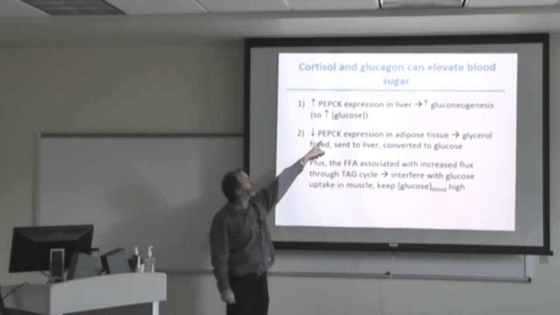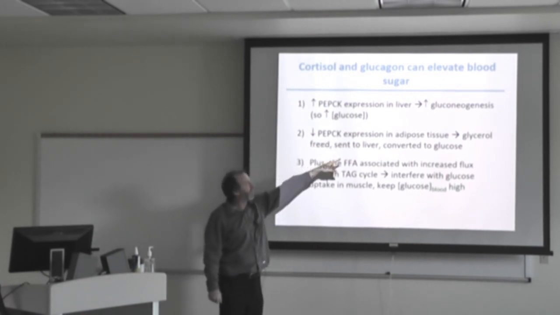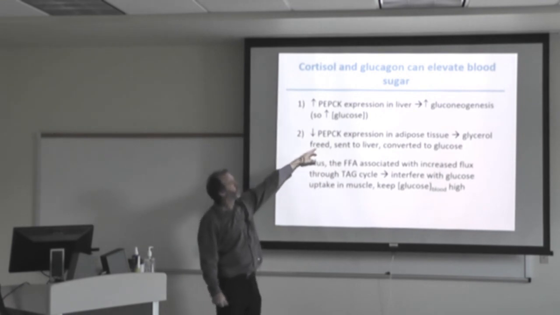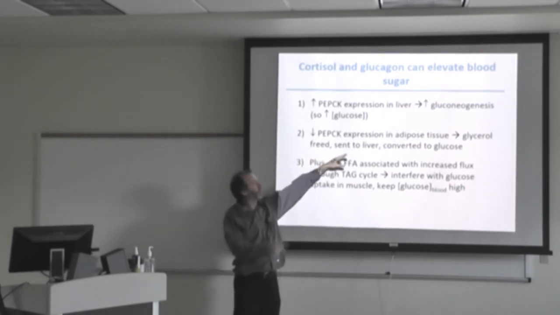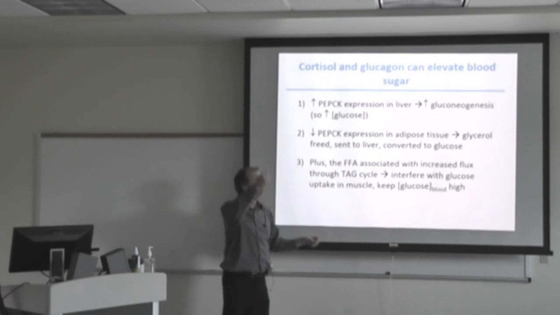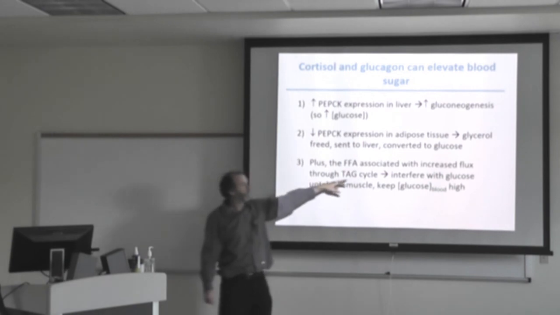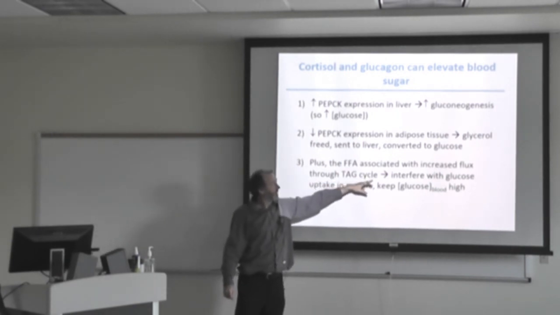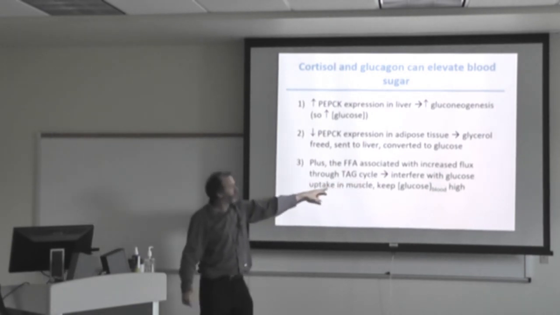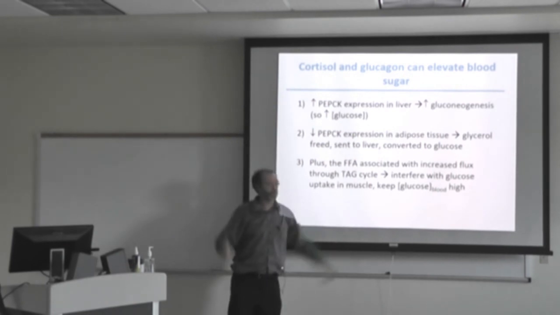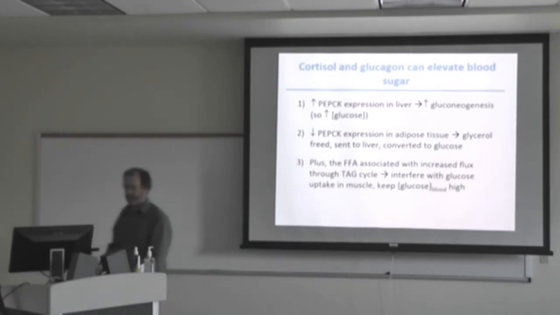Decreased PEPCK expression in the adipose tissue yields more glycerol freed, sent to the liver, converted to glucose, so it boosts your blood glucose levels. Plus the free fatty acid associated with the influx through the triacylglycerol cycle interferes with glucose uptake in the muscle to keep blood glucose high.